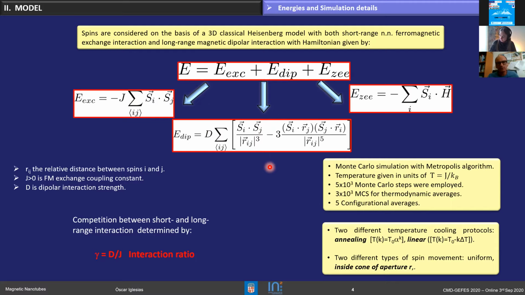An important parameter here will be the interaction ratio, gamma, which gives you the strength of dipole interaction as compared to J. When we study the reversal modes, we will have to introduce the Zeeman coupling with the magnetic field. And in order to study the magnetic configurations, we use a linear temperature decrease from high temperature, and also an annealing in order to obtain the ground state configurations of the system.